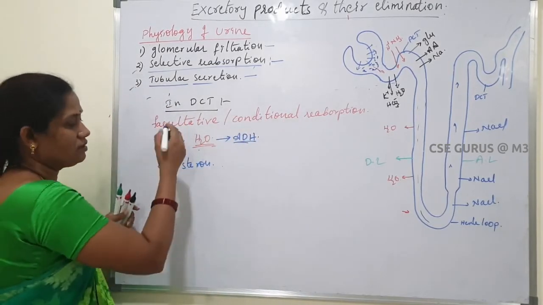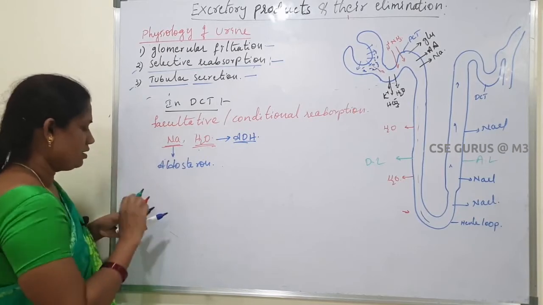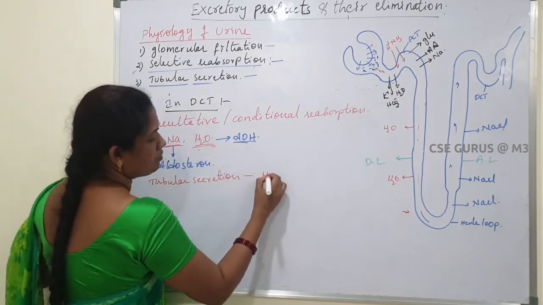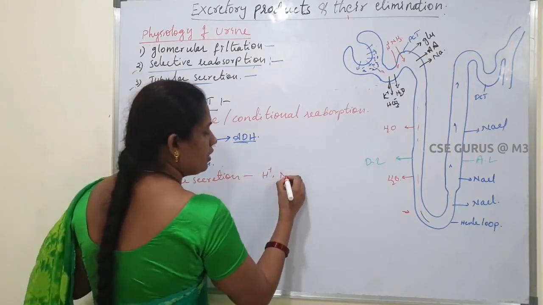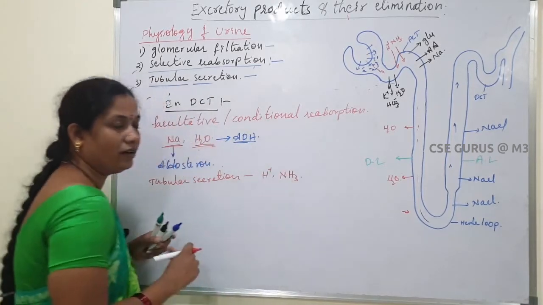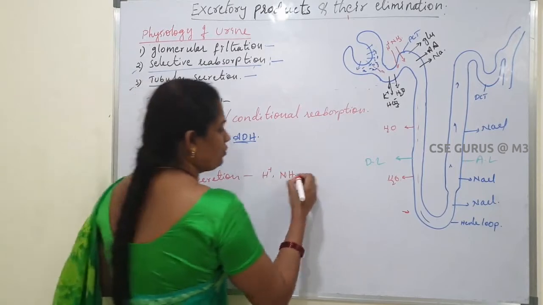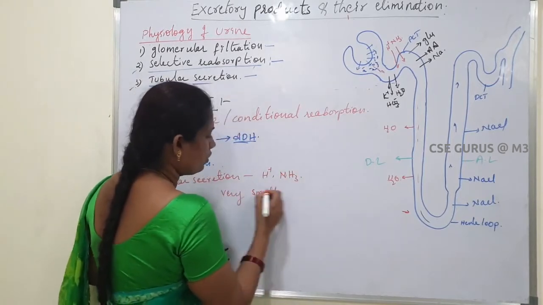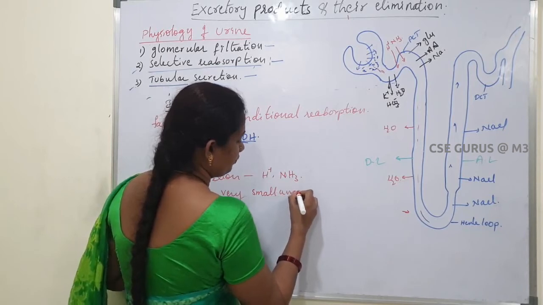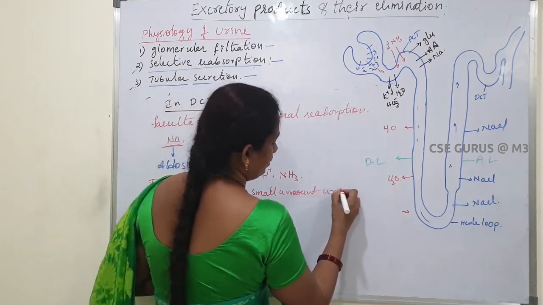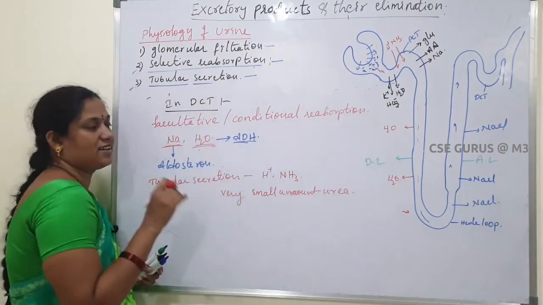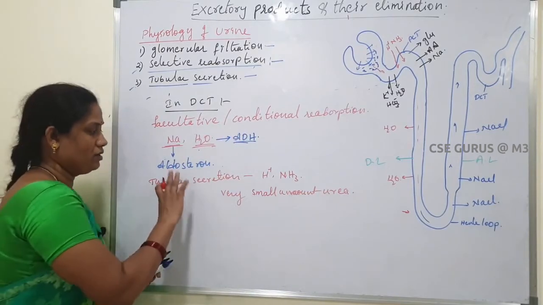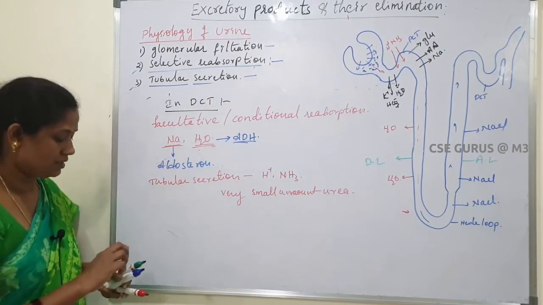Next, tubular secretion also takes place here. Some amount of H plus ions and ammonium ions, and also a very small amount of urea, is secreted into the filtrate for ionic balance. Okay, so this is in DCT.